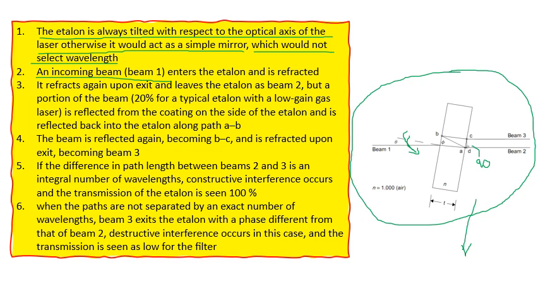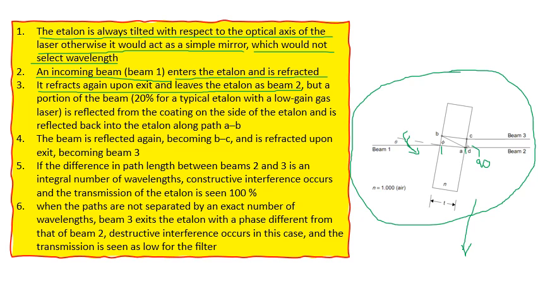an incoming beam, which is beam 1, as I mentioned, enters the etalon and is refracted. It refracts again upon exit and leaves the etalon as beam 2. Okay, refracted from here, refracted from here, and you get beam 2.